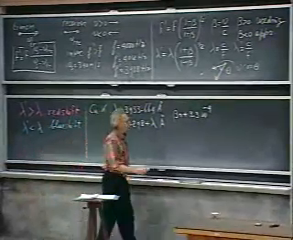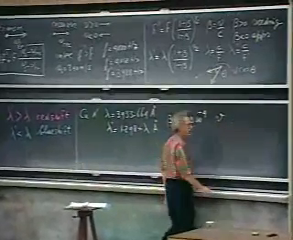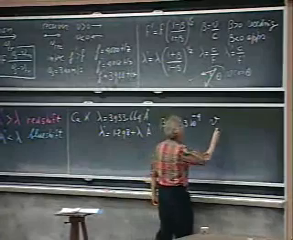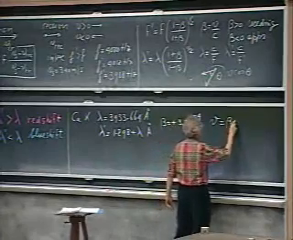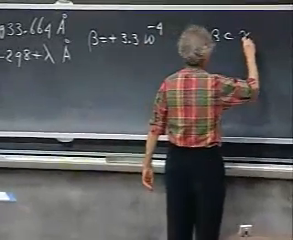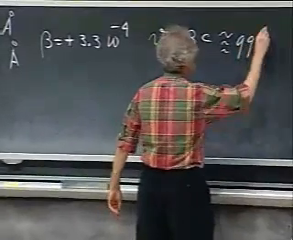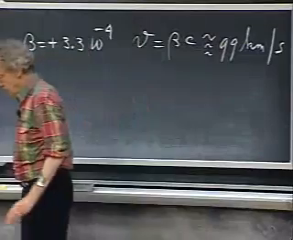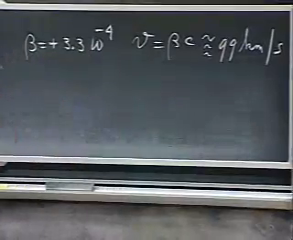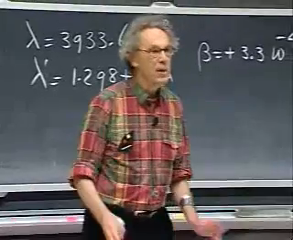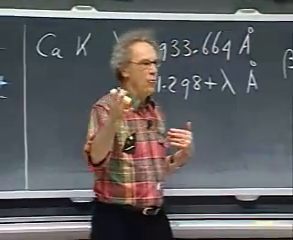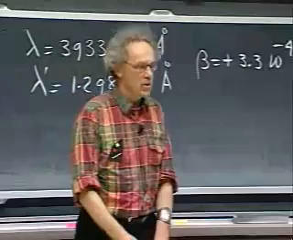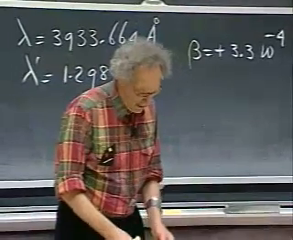And I find, therefore, that the radial velocity, I stress it as the radial component of our velocity, is then beta times c, and that turns out to be approximately 99 kilometers per second. So I have measured now the relative velocity, radial velocity between the star and me, and the question whether the star is moving away from me or I move away from the star is an irrelevant question. It is always the relative velocity that matters.